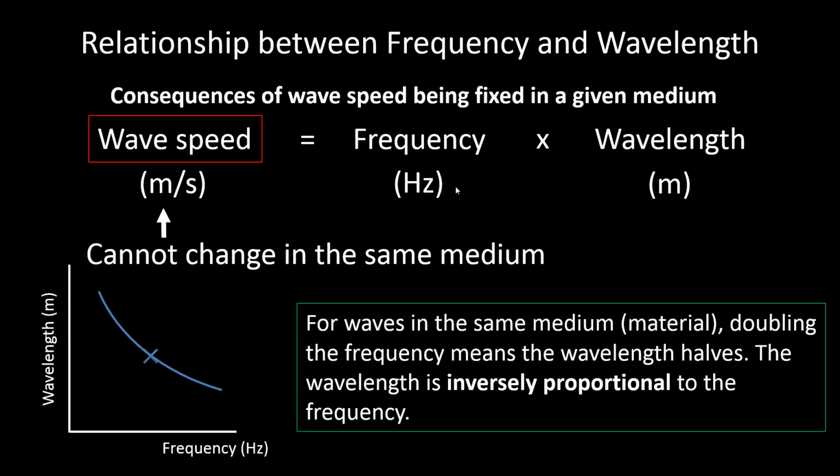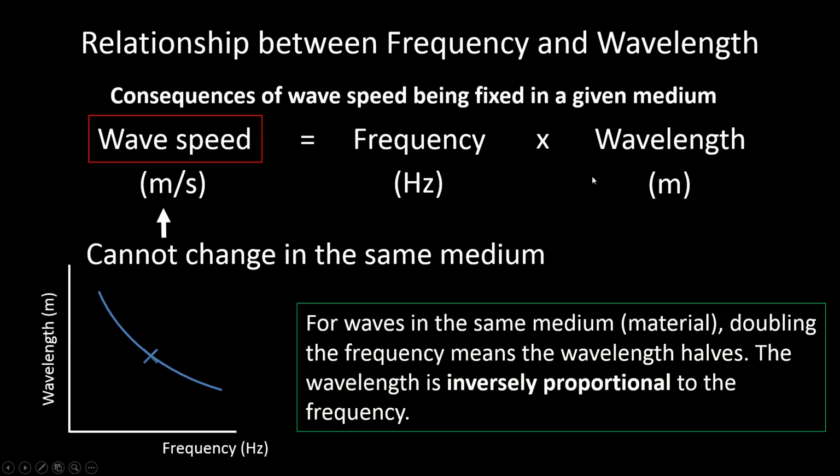So what actually happens in this case is that if you double the frequency, you will halve the wavelength. That makes sense from this equation, because let's say I had a wave speed of 10 meters per second and a frequency of 20 hertz, I'd have to have a wavelength of 0.5 meters.